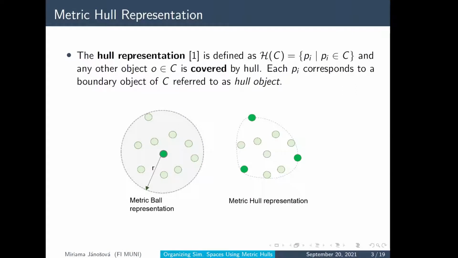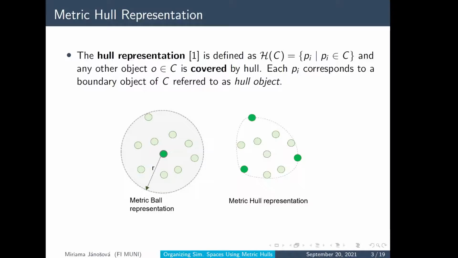The half representation of some group of objects, C, is defined as a set of boundary objects selected from it, such that every other object from C is covered by these boundary objects. Such boundary objects are referred to as hull objects. In the picture, you can see that the hull provides a tighter enclosing of the group C compared to ball representation, exploiting a medoid and a covering radius.